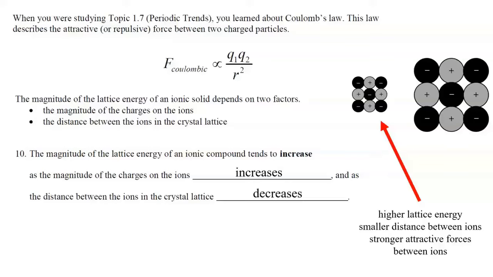The magnitude of the lattice energy of an ionic compound tends to increase as the magnitude of the charges on the ions increase and as the distance between the ions in the crystal lattice decrease. Now we're going to see an example in number 11 of each of these properties.